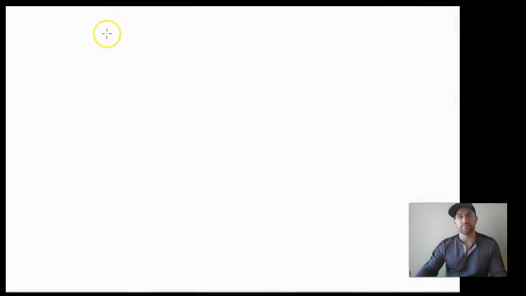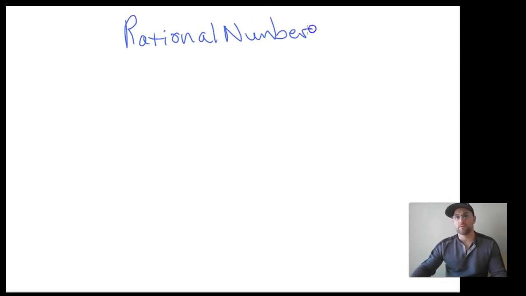Alright guys, we're going to do another complex number. This time we're going to have some fractions or rational numbers, right? When we see the word rational numbers, what we should see is ratio, right?